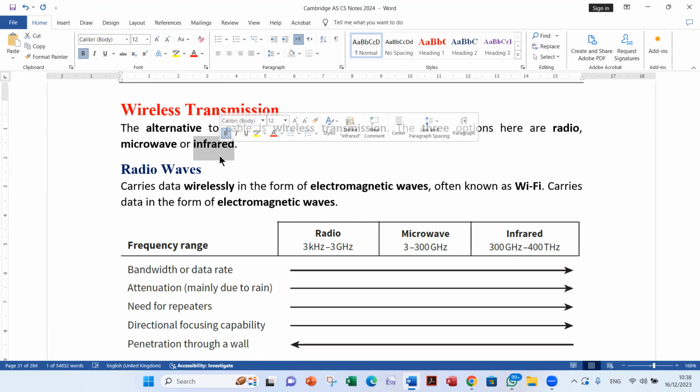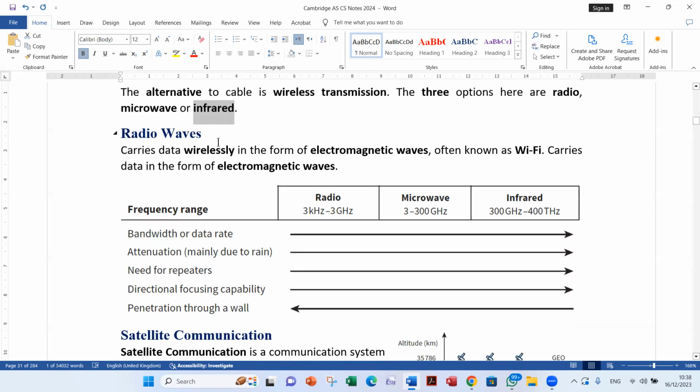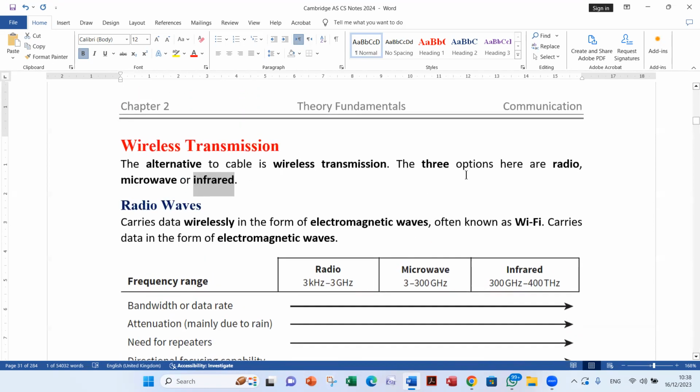Your eyes can only see till the red. Infrared, below the red, you cannot see. Infrared is very close to visible light, so it cannot be transmitted through walls. For example, you cannot use the remote control with the television in the other room, because this is infrared.